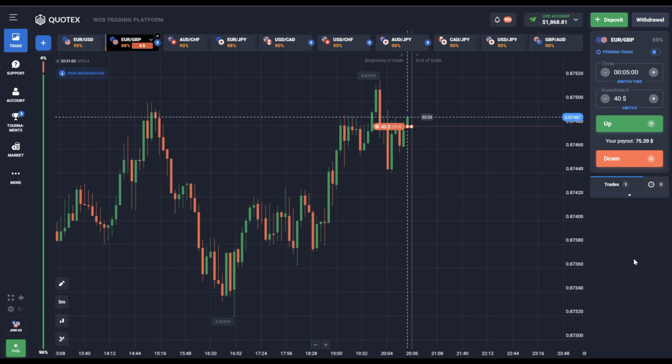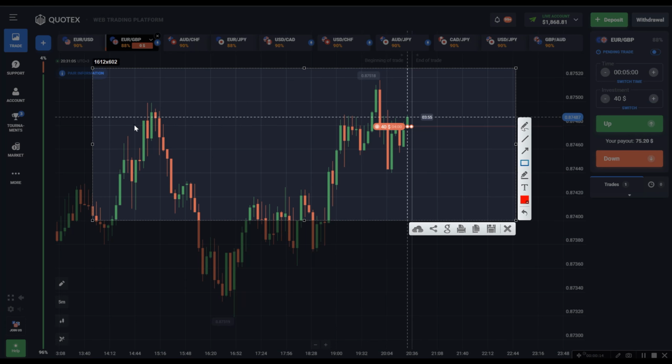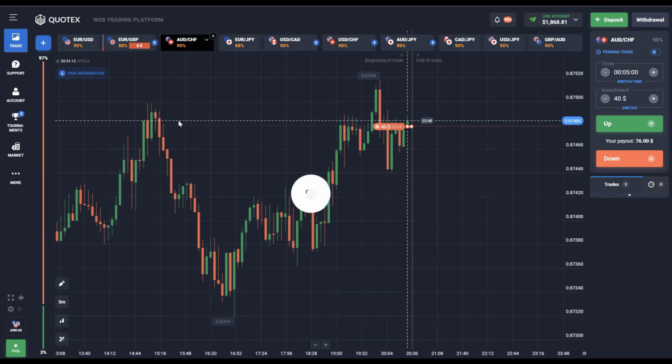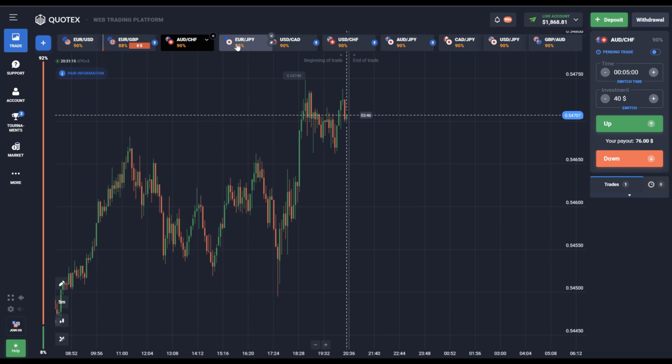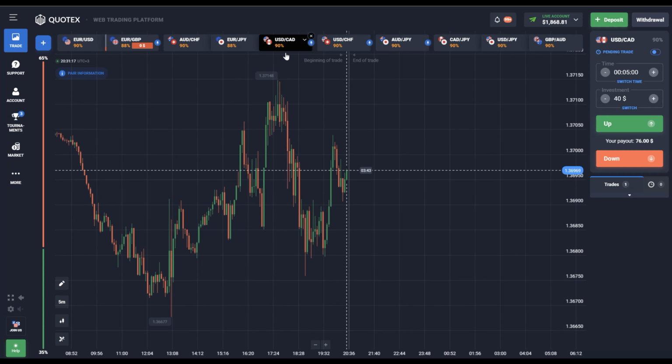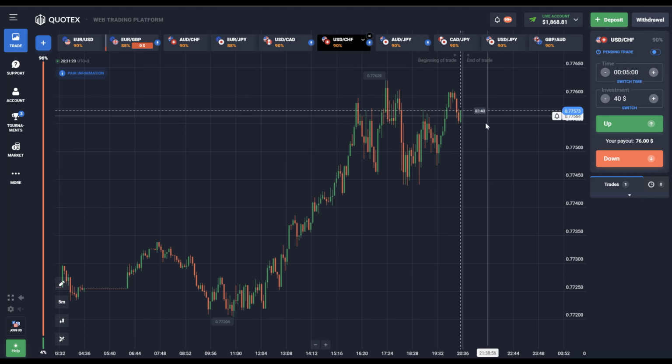This is the Euro-British pound. We have a resistance zone here, the price hit the zone. I expect that the price will go lower. So far the price is going higher, but I hope it's temporary and will reverse soon. If not, we will be opening additional trades. Let's run through the other charts.